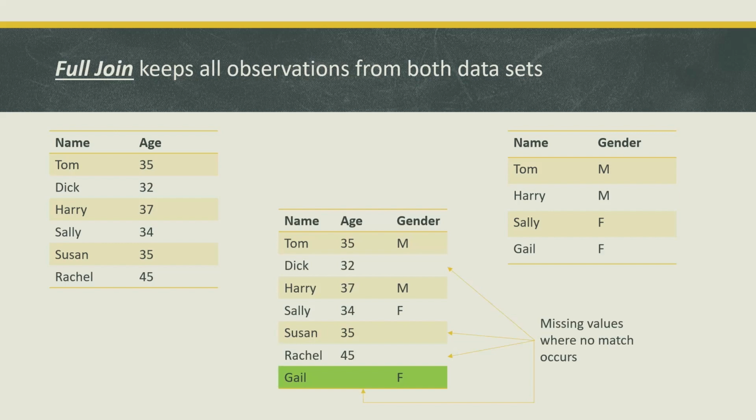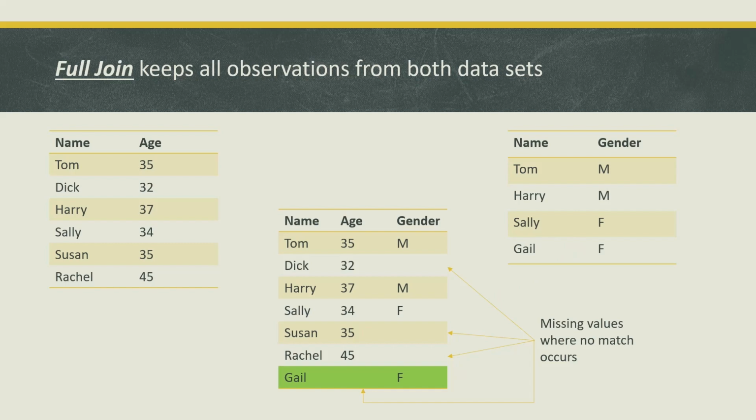And so we see here exactly what we would expect. We really start with Tom, Dick, Harry, Sally, Susan, and Rachel. We add Gail because she needs to come over from the second data set. She's the only name not in the first one, so we need to add an observation for Gail. All of the ages are populated, except for Gail's because she doesn't have an age. And then all of the genders are populated from the second data set, except for the ones where there is a missing value. So you can see that this is really the opposite of the inner join, and it gives us all the observations from both data sets and just populates missing where there is no matching key.